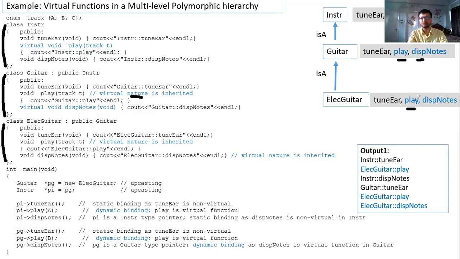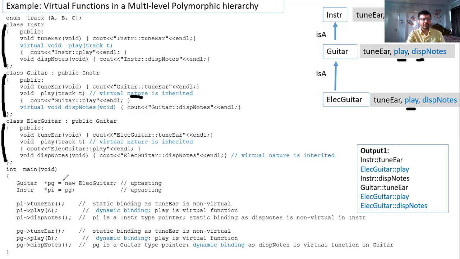So that is one thing to be noted. Here the display nodes has been tagged as virtual in the guitar class, which gets also passed on, and this display nodes in this electric guitar also will be considered to be virtual. Here the virtual nature is inherited. So to summarize, instrument will have one virtual function, the guitar will have two virtual functions, and also the electric guitar will have two virtual. And throughout, the tuner is non-virtual.